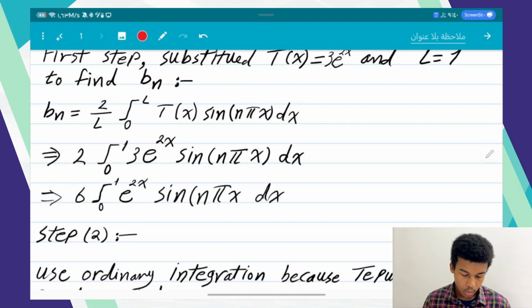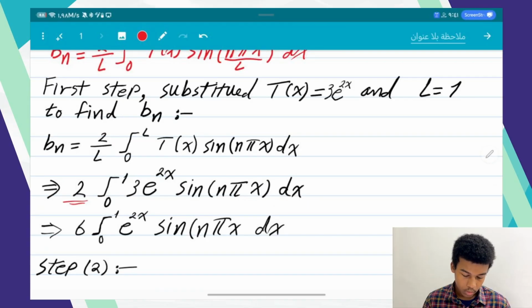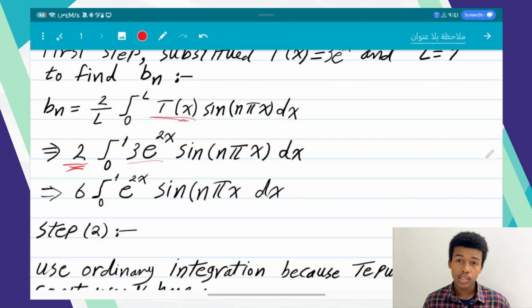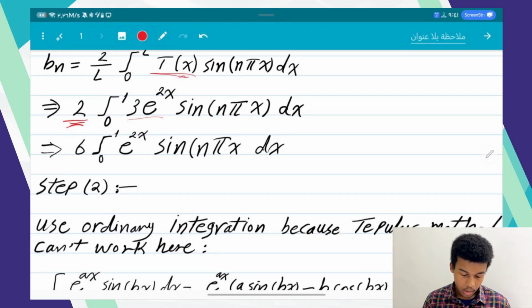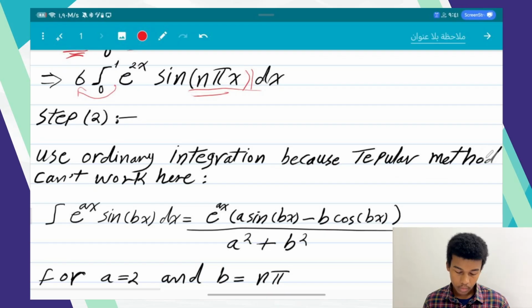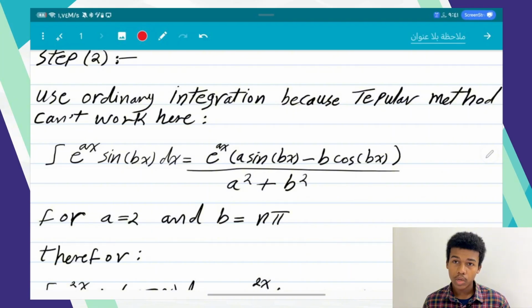So bn equals 2 over L, the integration from 0 to L, of T(x) multiplied by sine nπx dx. So when we substitute the values, 2 over 1 equals 2, and we substitute the value of T(x) by 3e to the 2x, sine nπx dx. The next step, we will take the 3 out and multiply it by 2 to get 6, and we will get this formula.